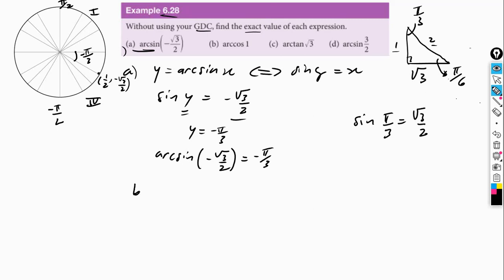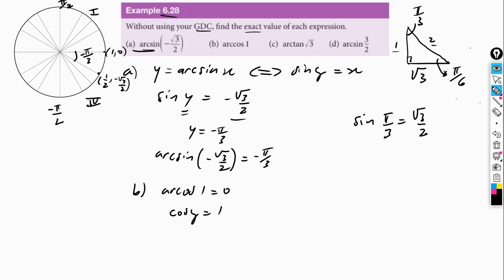Now for B, they want us to find the arc cosine of 1. So that means that cosine of y is equal to 1. So where does cosine equal 1? Well, right here, right? This point, because this is (1, 0). Now, that means we have a solution. That means that arc cosine of 1 is simply going to be equal to 0 radians.